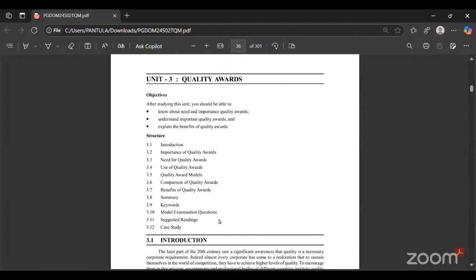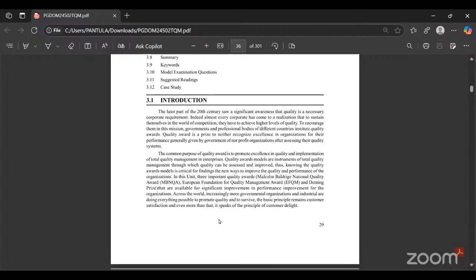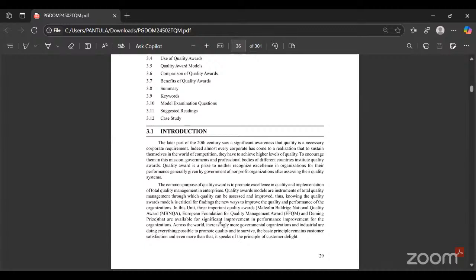Quality awards. Why do we need to go with quality awards? Use of quality award models, comparison of quality awards, benefits, and we are going to sum up with these quality awards. What is meant by quality awards?